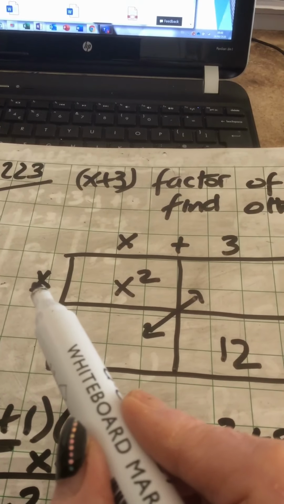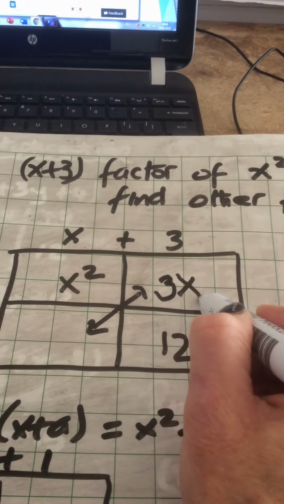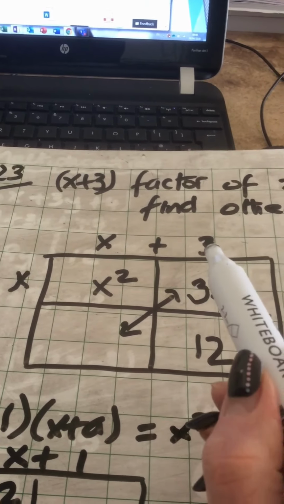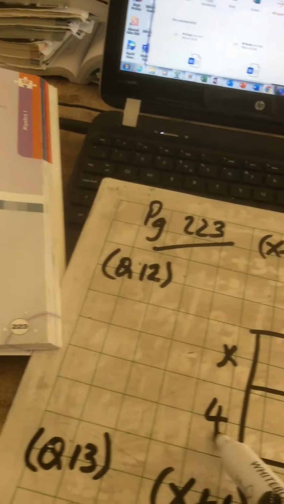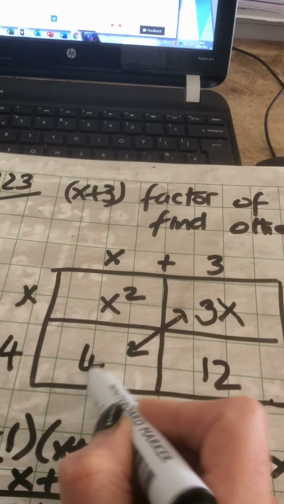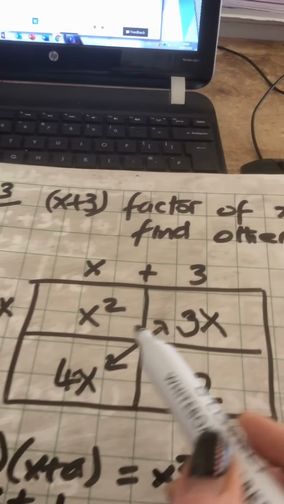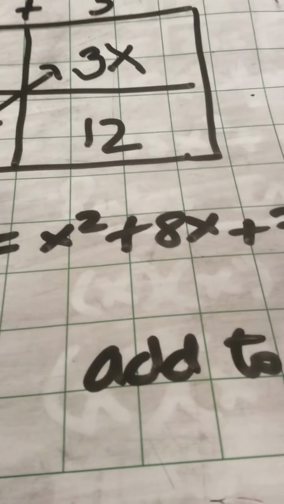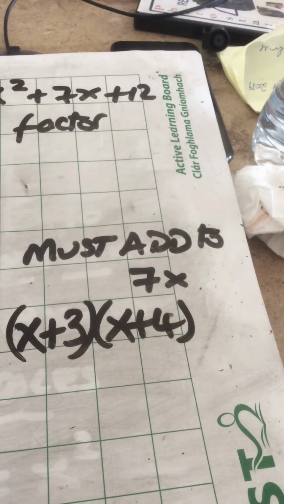Okay, now I can say x times 3 then is 3x. Right? And I can say 3 divides into 12 4 times. So 4 must have to go out here. Right? And it's a plus 4. Okay, so I know that 4 by x is 4x. Now, is that correct? Is 4x and 3x equal to 7x? Yes, it is. So what are my factors? My factors then are x plus 3 and x plus 4. So they're my factors, x plus 3 and x plus 4.